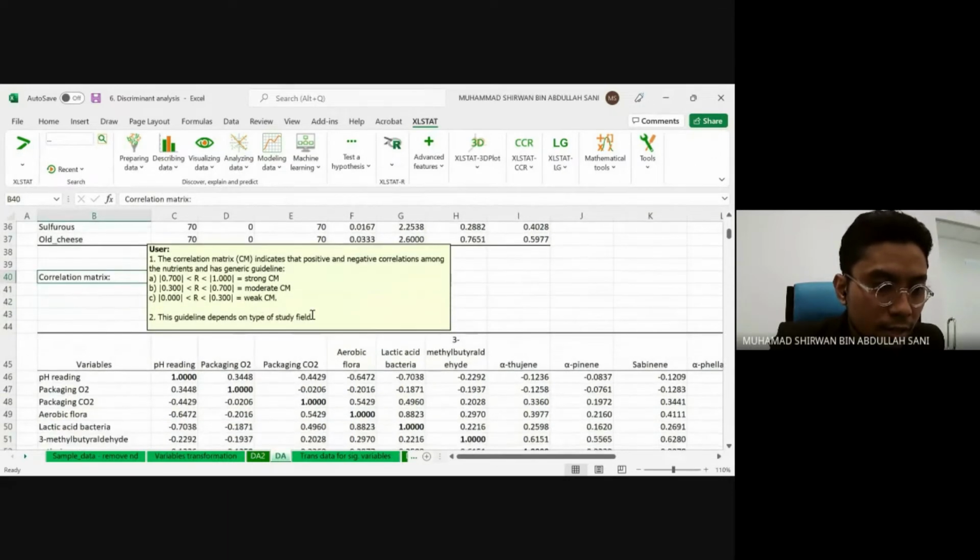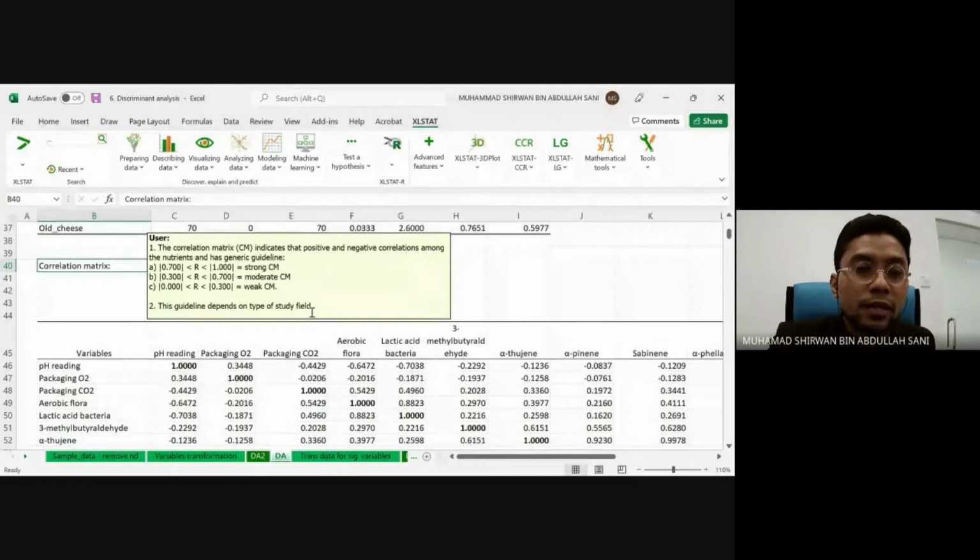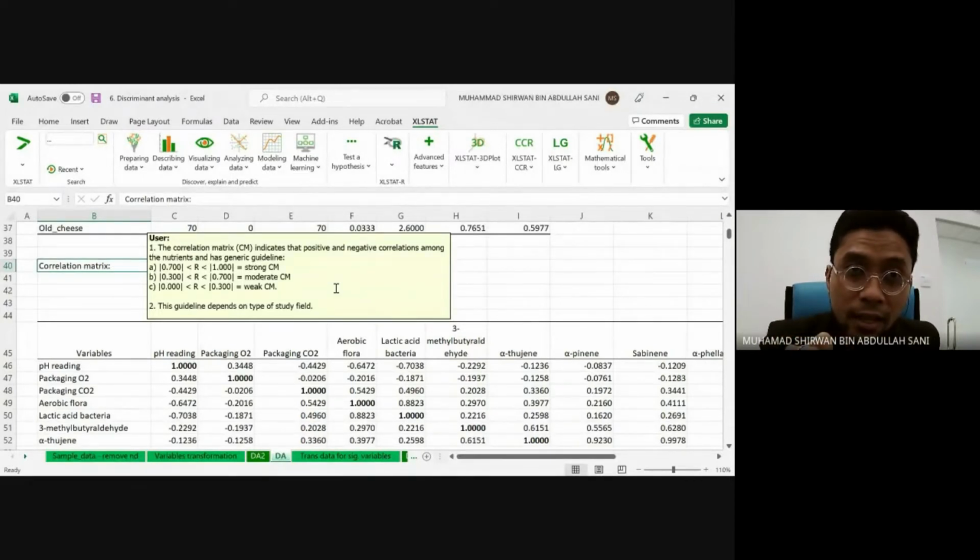So the correlation matrix is similar to the one that we learned in PCA. That's why I'm telling you discriminant analysis also has similar characteristics to PCA, but with additional tasks that it can provide, which is predictive lah. So discriminant can explore your data as well. So based on this correlation matrix, you can use this selection lah. 0.7 up to 1 is a strong correlation. 0.3 to 0.7 is moderate, and the last one, 0 to 0.3, is weak.